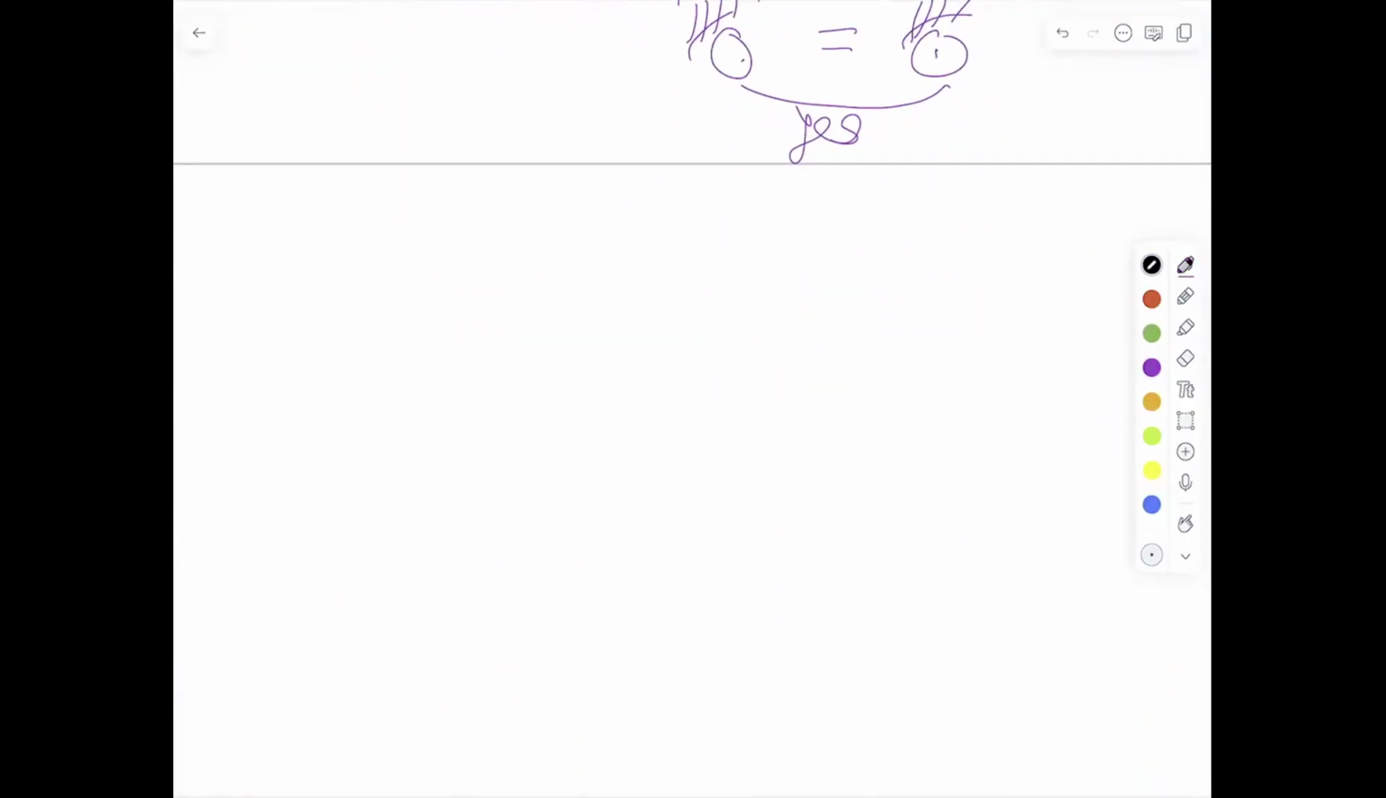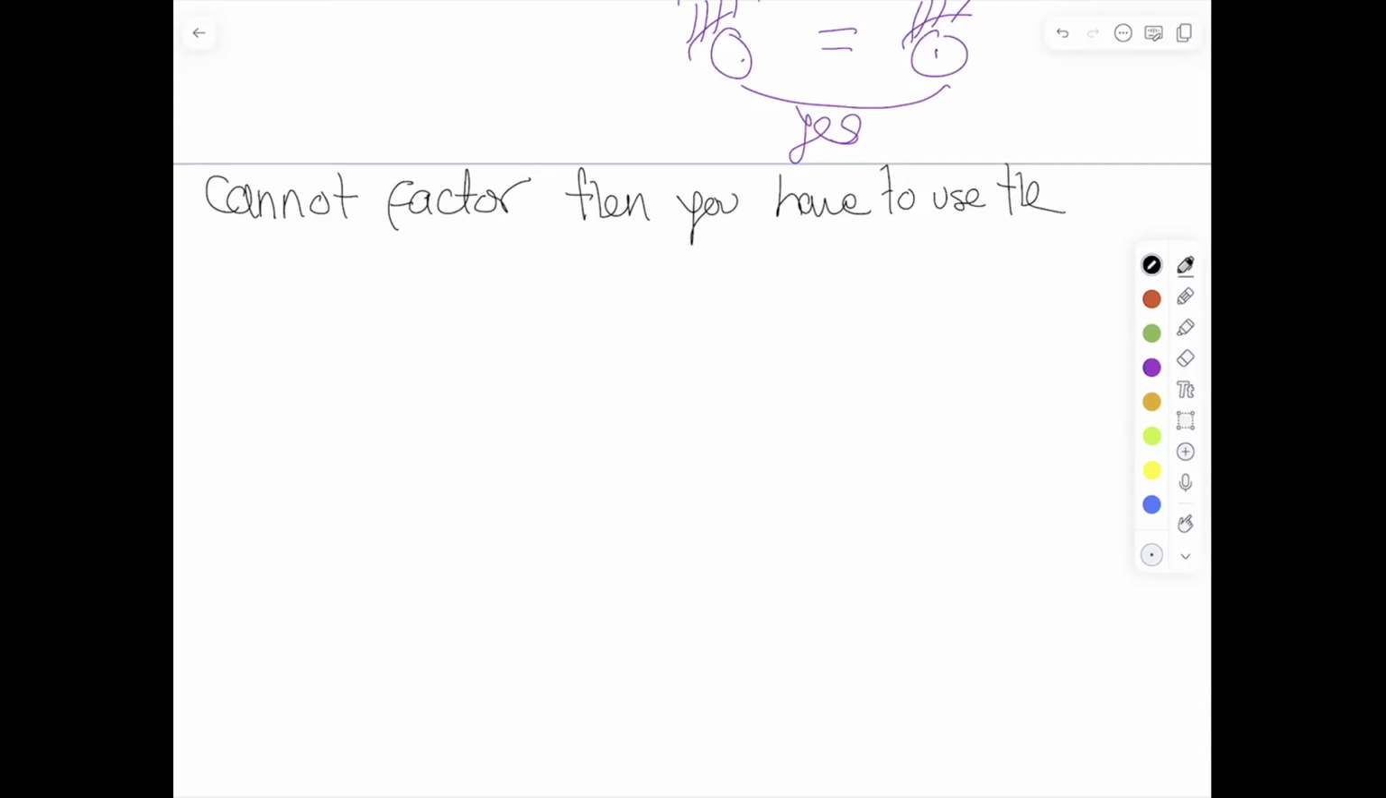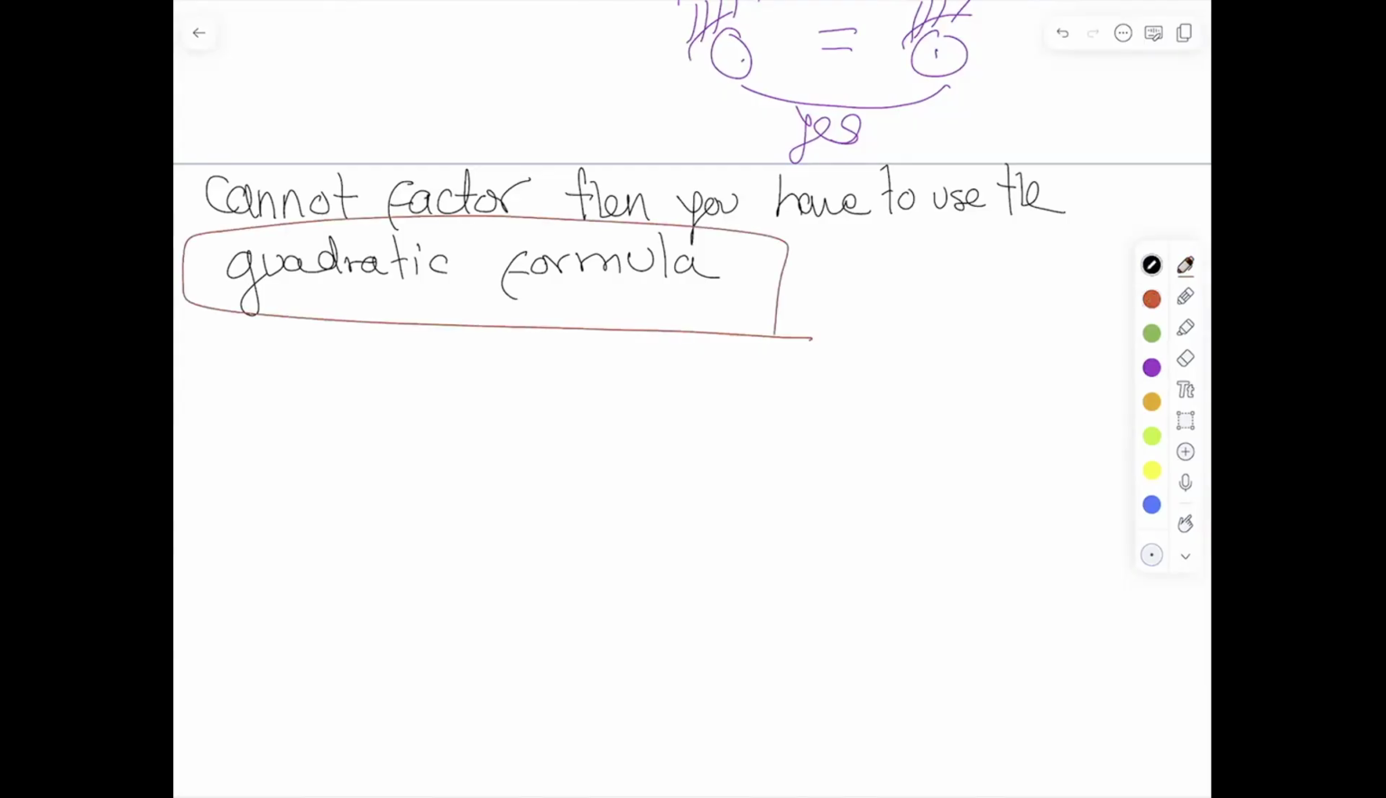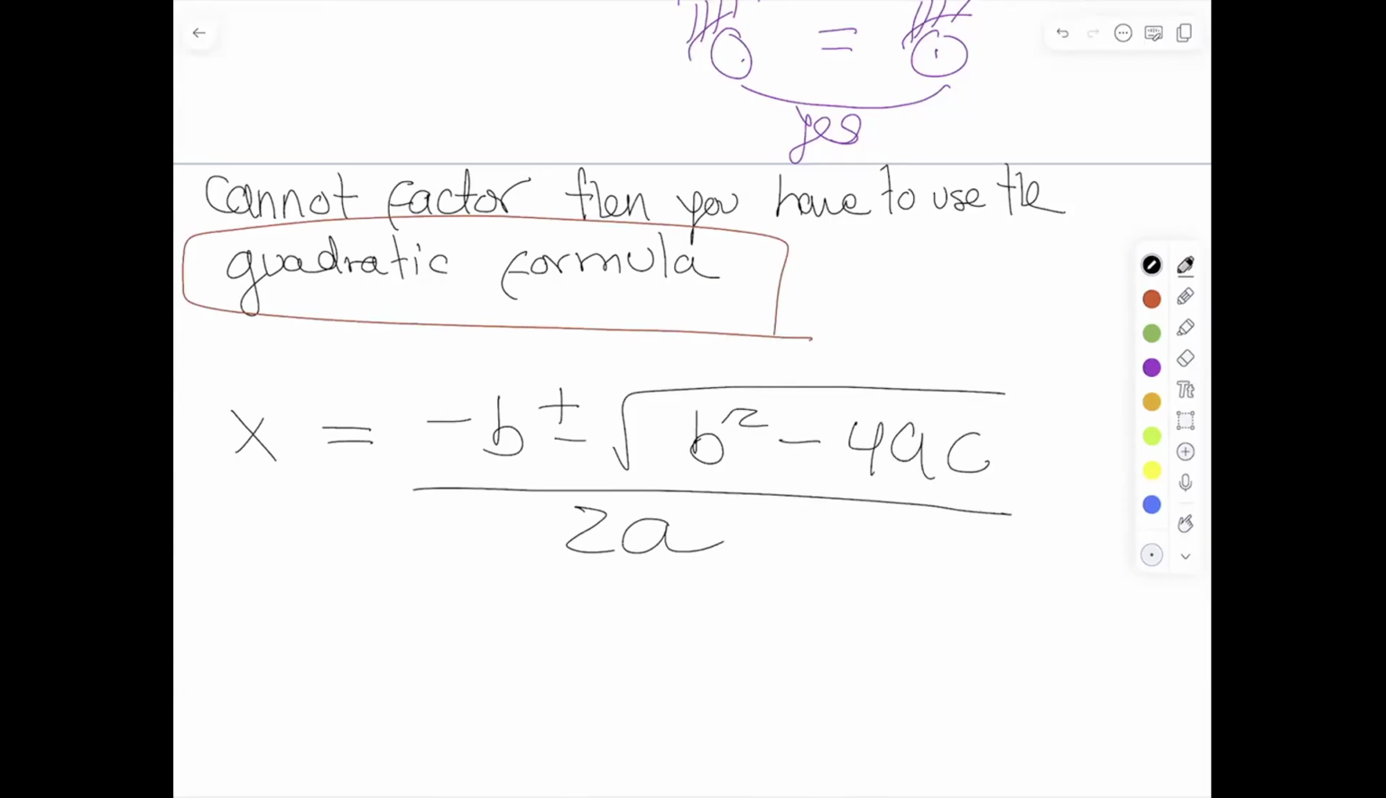What is something that is not factorable? It means that you cannot break them apart. When you cannot factor, then you have to use the quadratic formula. So what is the quadratic formula? The quadratic formula is x, because we need to find a value for x, is equal to -b plus or minus the square root of b squared minus 4ac over 2a.